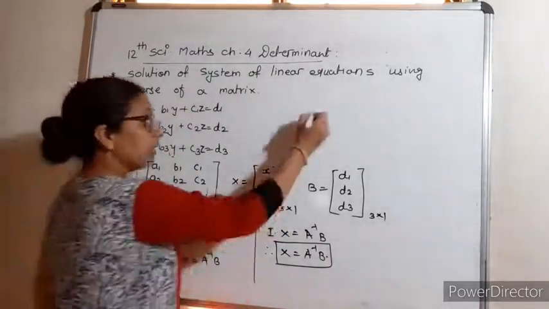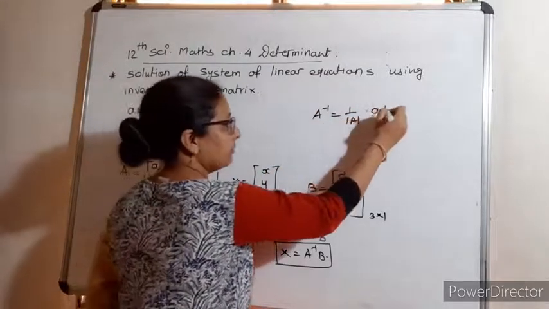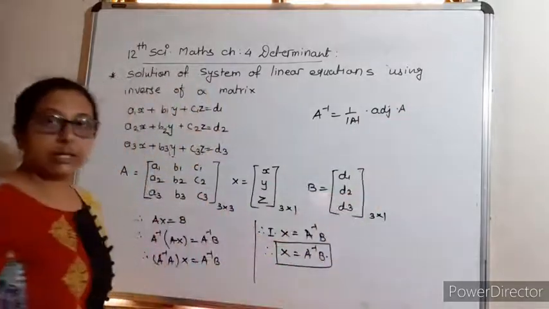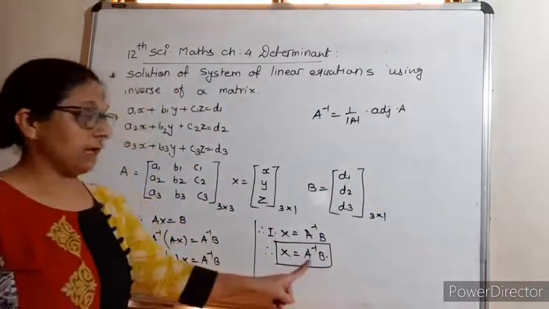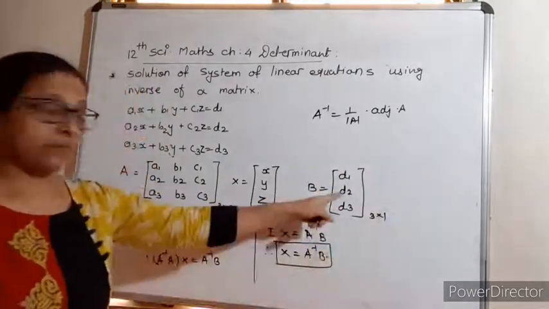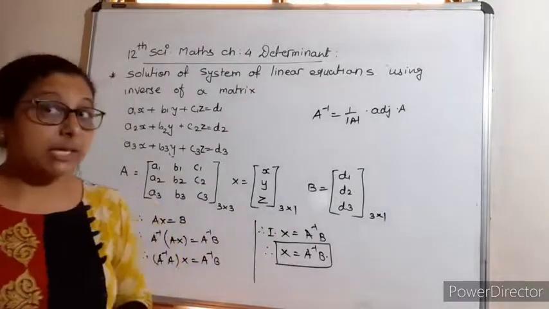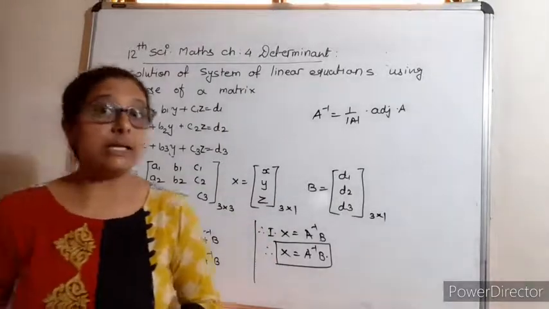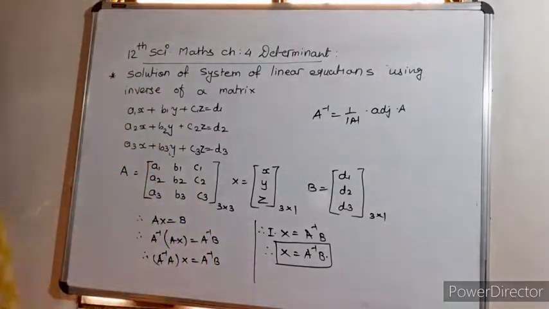What is the formula of A inverse that we have done last time? 1 upon determinant of A into adjoint of A. That way we will find A inverse, and then whatever the answer is, it is multiplied by B, and you will get the value of X. By using the inverse of a matrix, we can now solve these problems. So, just make a note, then we'll go on to the examples, right?